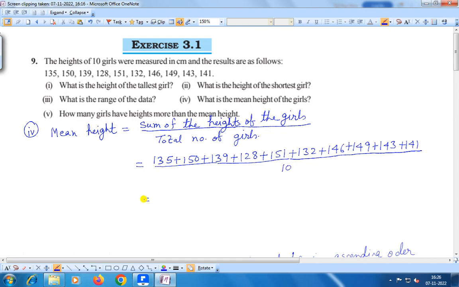Now, you have to add all the numbers. Let us add the numbers. From here, we are counting 1 plus 3, 4. 4 plus 9, 13. 13 plus 6, 19. 19 plus 2, 21. 21 plus 1, 22. 22 plus 8, 30. 30 plus 9, 39.